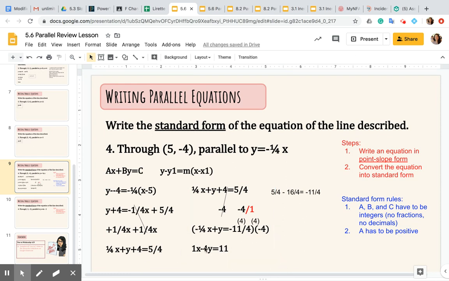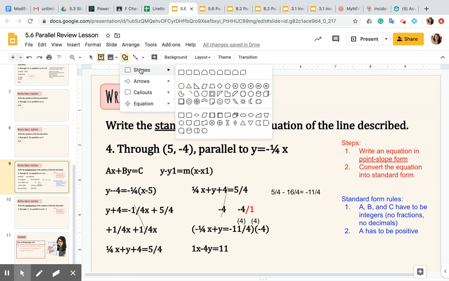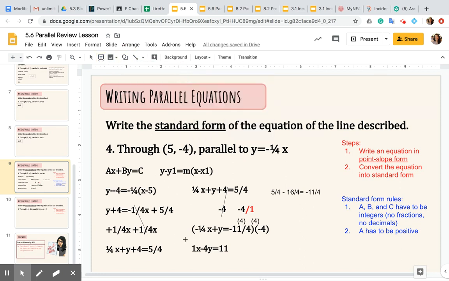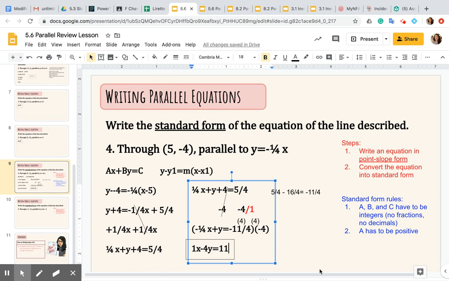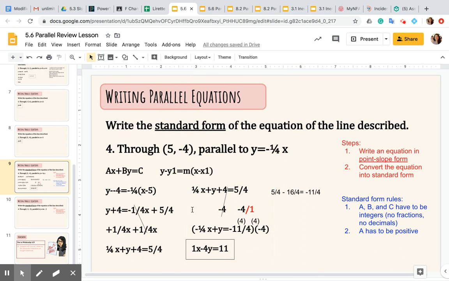Now let's check again to see if it's finally in standard form. My x and y are together, my constant is alone. Everything is an integer, and the a value is positive. Here's my final answer. So I'm going to draw a box around it. This might be a slide where it's a good idea to draw a box around your final answer. I'm going to make it invisible so that way we can see through it. Phew, this is quite a lot of work.